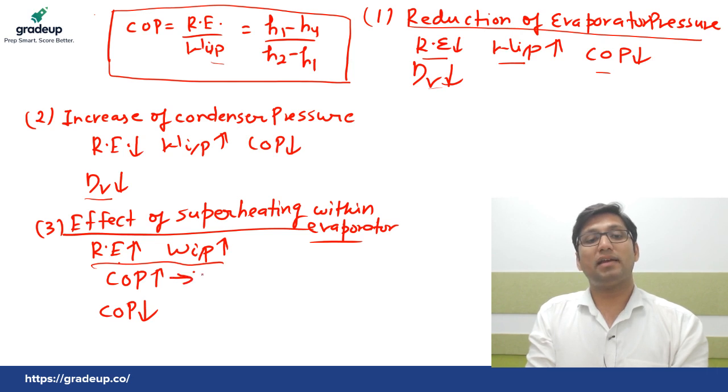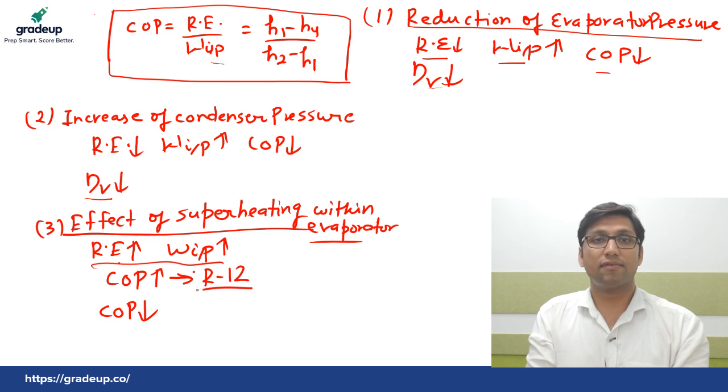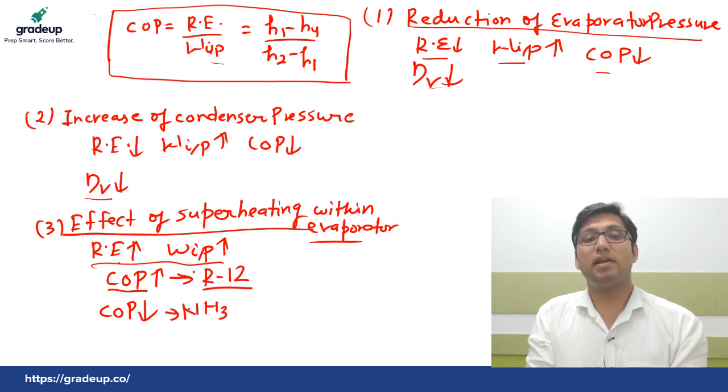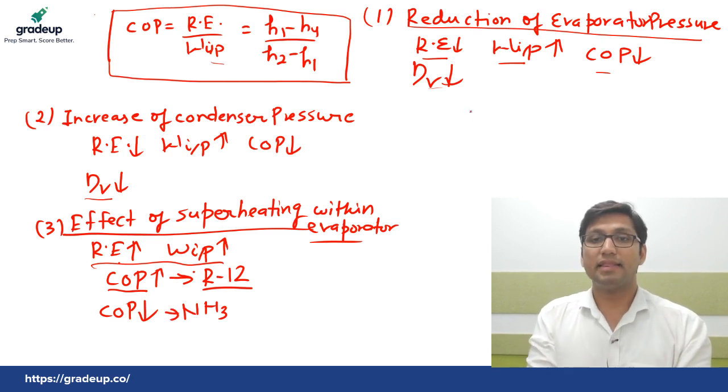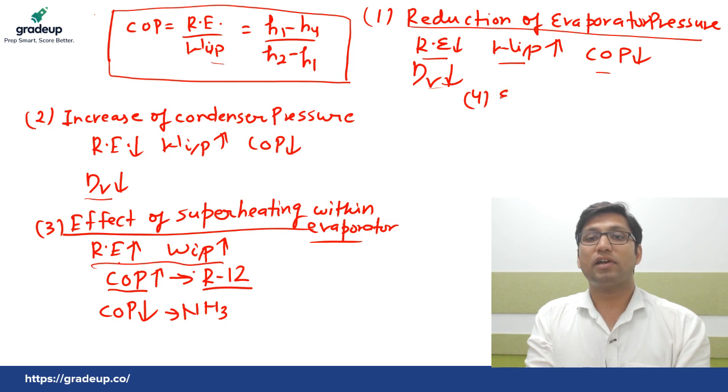So COP will increase for R12 as the refrigerant. If R12 is used as the refrigerant, then COP will increase, and if ammonia is used as a refrigerant, in that case COP will reduce. Okay, and the last effect is the effect of subcooling. See, subcooling always increases the COP.